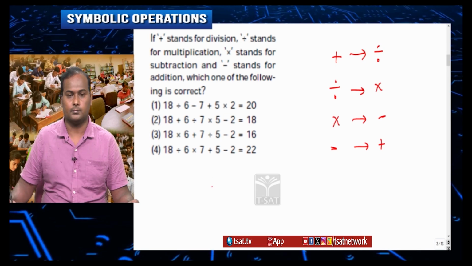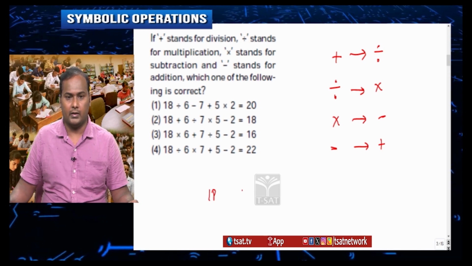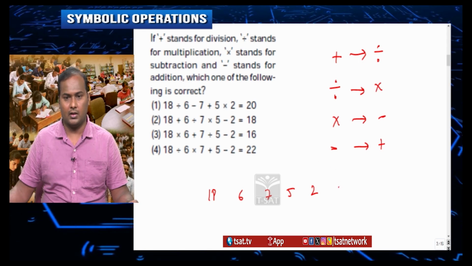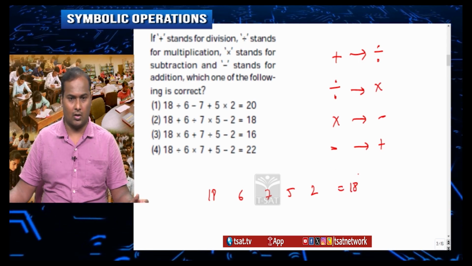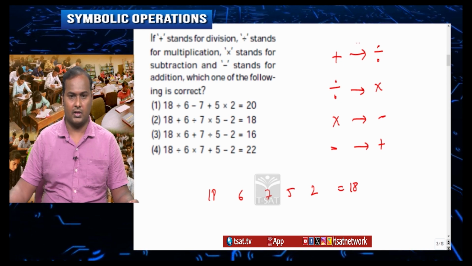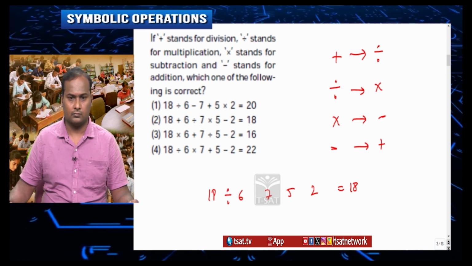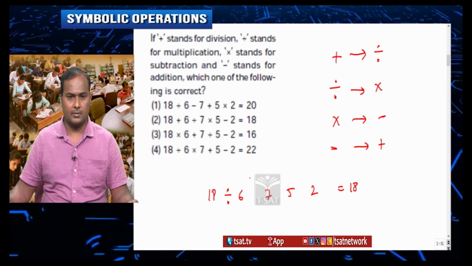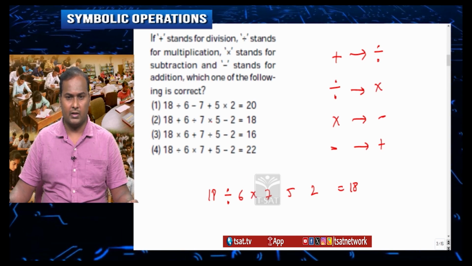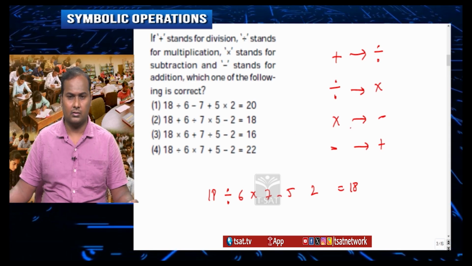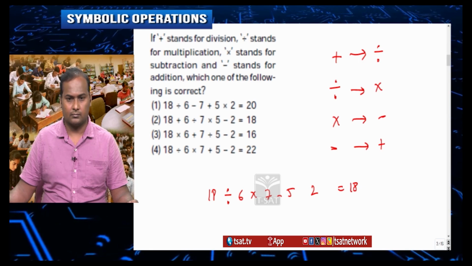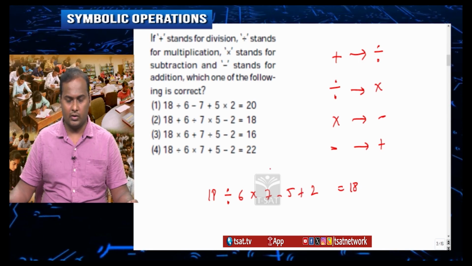Now come to option 2. In option 2 also 18, 6, 7, 5, 2. Now you need to find out whether it is equal to 18 or not. So now see the symbol here. The symbol here is plus. So in the place of plus, you have to go with division. Then you have a symbol of division here. So division means again multiplication. Again here multiplication. Multiplication means subtraction. Again you have subtraction. Subtraction means again here addition. Now you need to check whether it is equal to 20 or not.